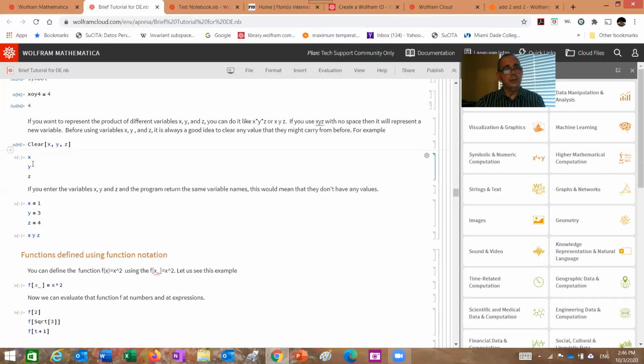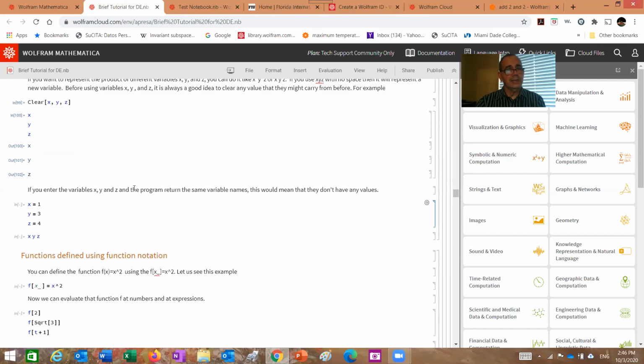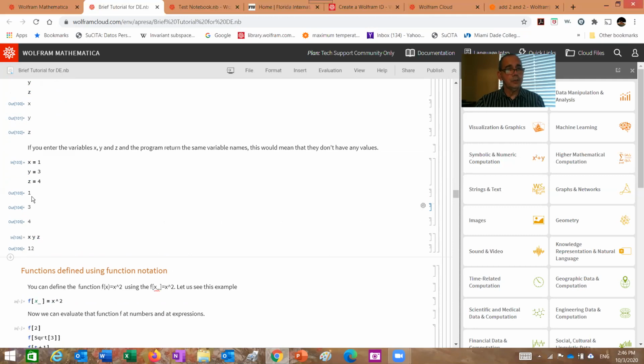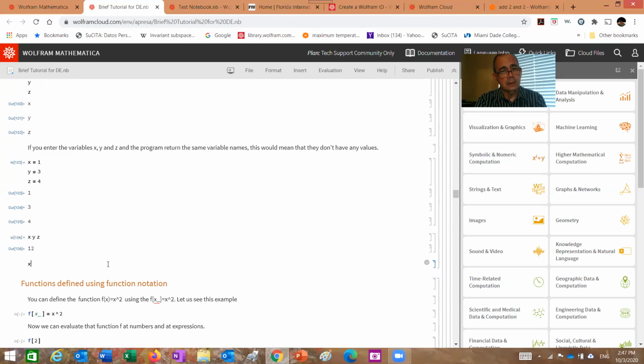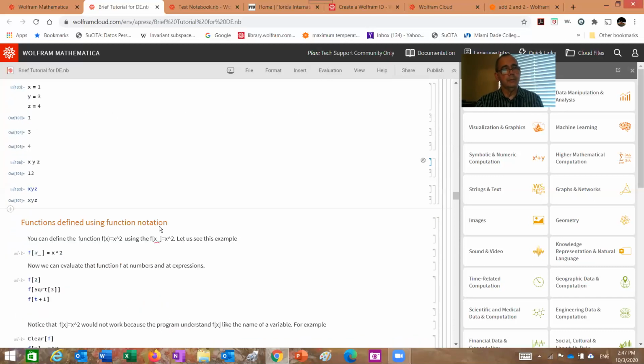And then if you enter the X, the Y, and the Z, you put the cursor here and you press Shift Enter, it returns what? It returns the same values, X, Y, Z. Now, if you enter new values, X equals 1, Y equals 3, Z equals 4, and you press Enter, then the X Y Z is going to be the multiplication of all these numbers. But notice that if you enter XYZ, it doesn't give you anything. So the XYZ is not interpreted as a multiplication.